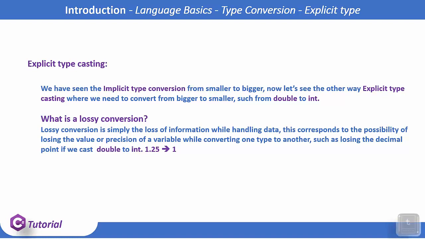Suppose we have a number like 1.25, then when you convert this number, which is double, to integer, you are going to lose the fraction. You will not get the 0.25. So we have to be careful when we decide that we want to do the conversion.